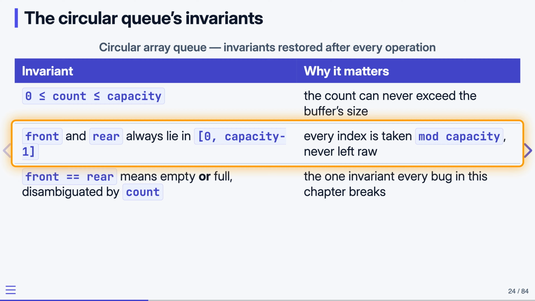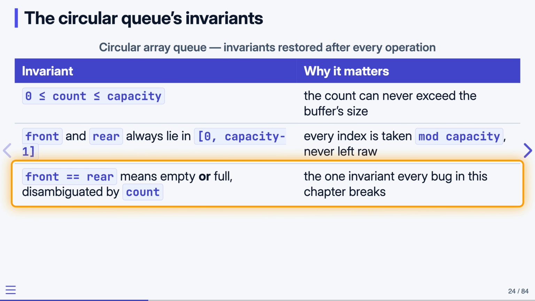Second rule. Front and rear always stay inside the range 0 to capacity minus 1. Every index update is taken mod capacity. We never leave an index as a raw, out-of-range number. Third rule, and the important one. Front is equal to rear can mean empty or full. The count tells you which. This is the rule that every bug in this chapter breaks.